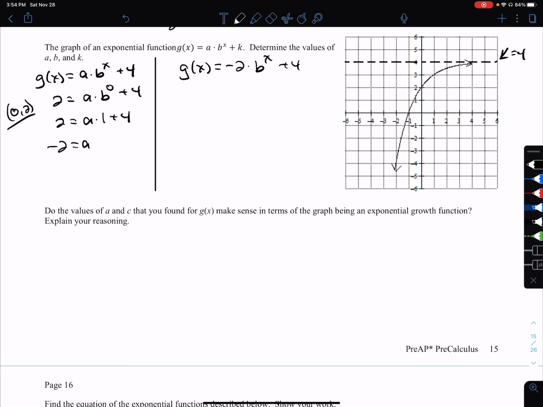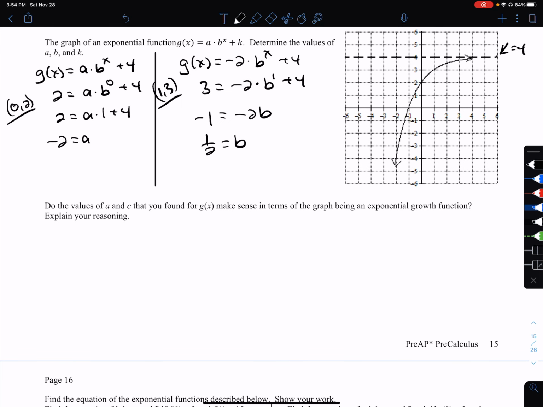I just need another ordered pair. Easiest numbers that I could choose, the better. I'm going to choose 1, 3 as my ordered pair. So 3 equals negative 2 times b to the first plus 4. If I subtract 4 from both sides, I get negative 1 is negative 2b. And if I divide both sides by negative 2, I'm going to get b as a half.